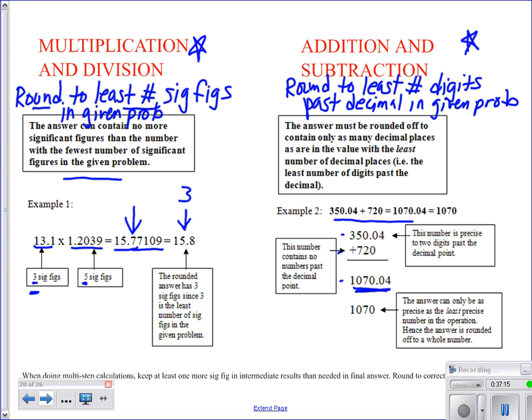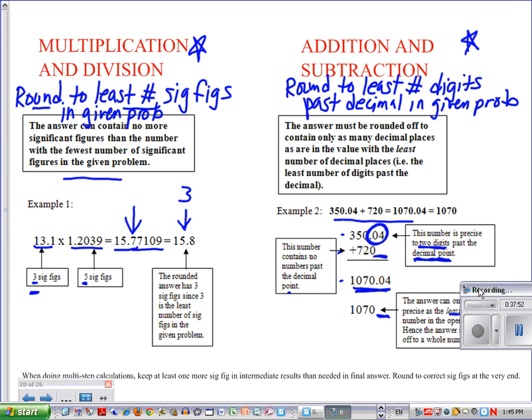Well, what I have to look at is that this number on top, 350.04, is precise to 2 digits past the decimal point. I'm not looking at significant figures. I'm just looking at the number of digits past the decimal point. This one is precise to no digits past the decimal point. So what that means is I have to round my answer to no digits past the decimal point. The answer can only be as precise as the least precise number in the operation. So that's what we end up seeing in that case.